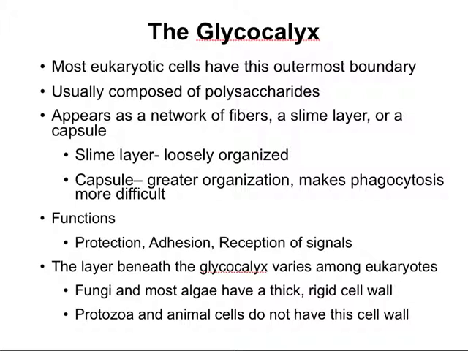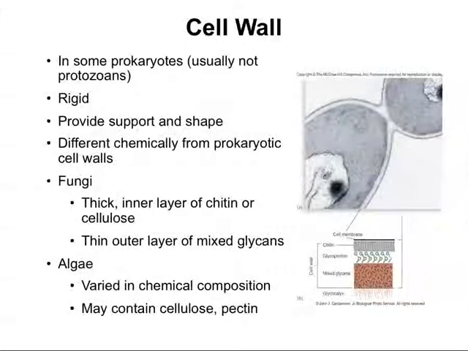Now, the glycocalyx functions in a number of different manners. First of all, in protection, also in adhesion to other cells and reception of signals that might be coming from other cells. The layer that we see beneath the glycocalyx varies among eukaryotes. Fungi and algae have a thick or rigid cell wall, whereas protozoans and animal cells don't have this sort of cell wall at all. So again, we'll see the cell wall in fungi and algae and in bacteria, but really not in protozoans. It's a rigid structure. It's there to provide support and shape, but it's chemically different from the prokaryotic cell walls.